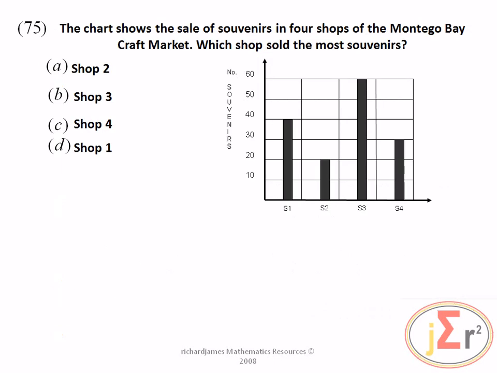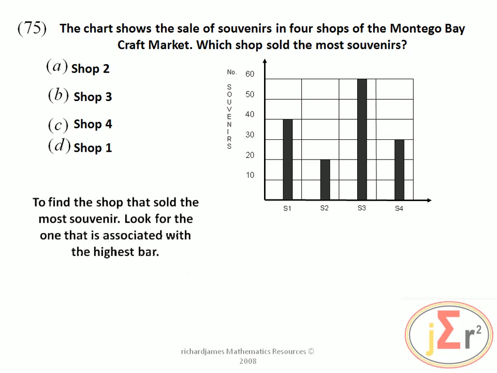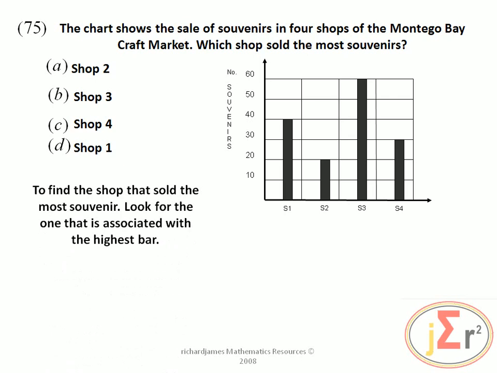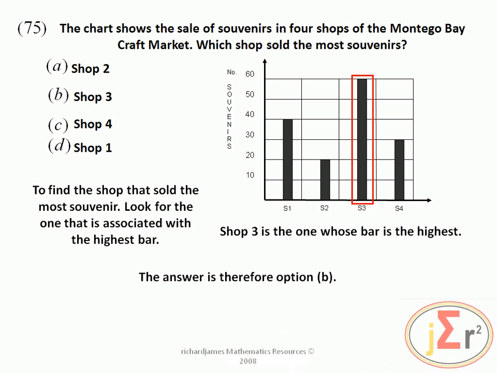The chart shows the sale of souvenirs in 4 shops of the Montego Bay Craft Market. Which shop sold the most souvenirs? Of course, we can see that easily, Jerry, the one with the tallest bar. To find the shop that sold the most souvenirs, look for the one that is associated with the highest bar. That one. So that is what? Shop number 3. That is the answer that has the highest bar. The answer is therefore option B.